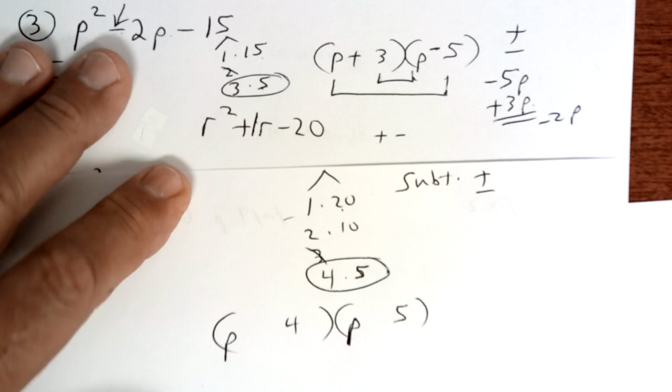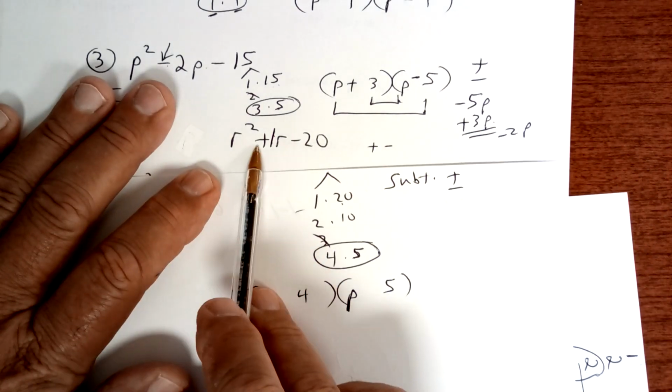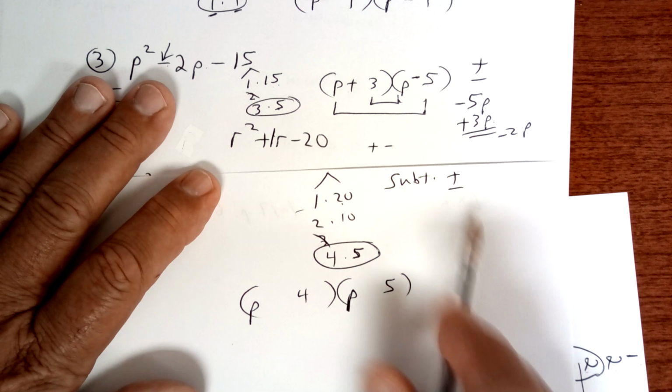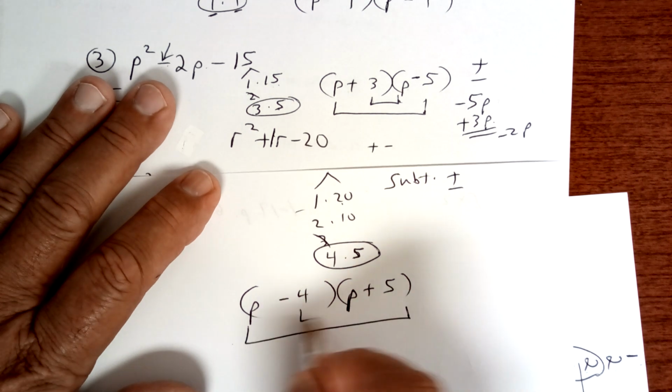Let me make it a little smaller so I have room. Anyway, the middle sign here is a plus. So we want the plus to go with the bigger number. Remember to check the outer, check the inner, make sure you get that term.